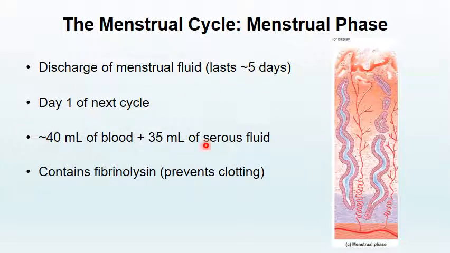In total, we have about 40 milliliters of blood and 35 milliliters of serous fluid. So it's not actually a ton, but it is enough, right? It does also contain what's called fibrolysin, which is a molecule that prevents clotting. So the blood doesn't clot in the uterus and get caught and break down in there.